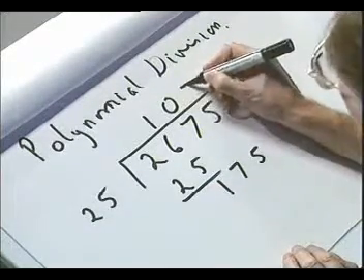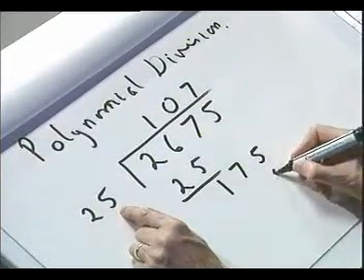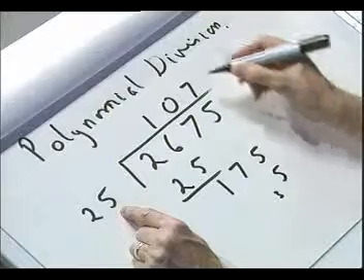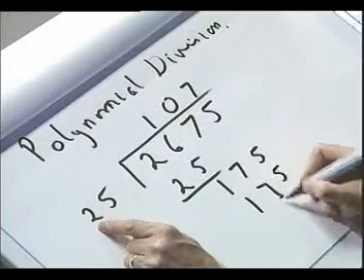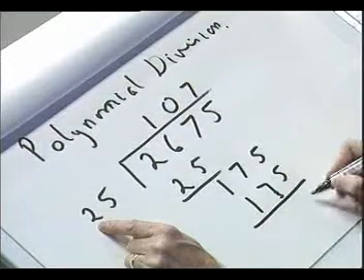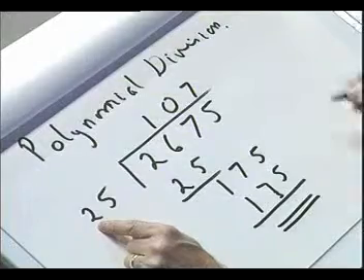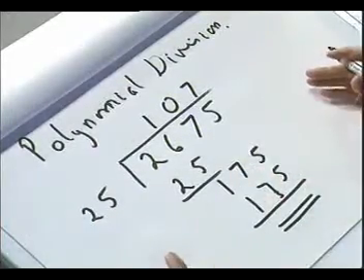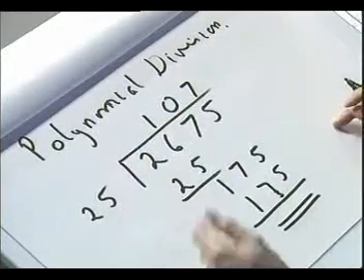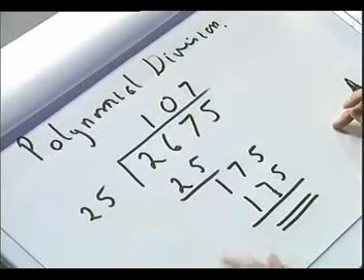And it goes 7. And we can check that. 7 5s are 35, 5 down, 3 to carry. 7 2s are 14, and 3 is 17. Subtract, we get nothing left. So this is our answer. We've nothing left there, no remainder, nothing left over, and there's our answer. 2,675 divided by 25 is 107.